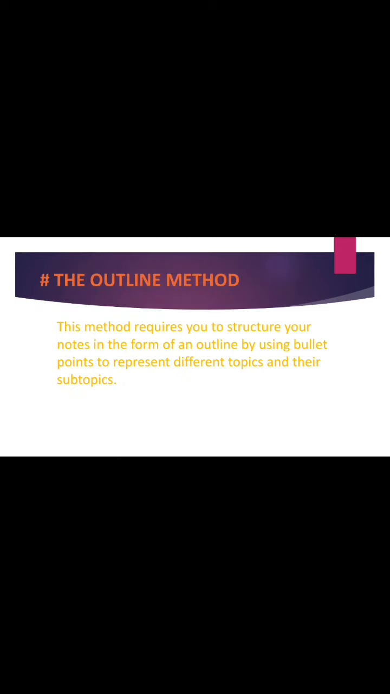Our first method is the outline method. This method requires you to structure your notes in the form of an outline by using bullet points to represent different topics and their subtopics. Firstly, you will write your topic, then in the next line, leaving some margin, you can write your subtopic. Again, in the next line, leaving some space after the margin, you can write any thought, fact or example that is known to you. Follow this structure till your notes are completed.